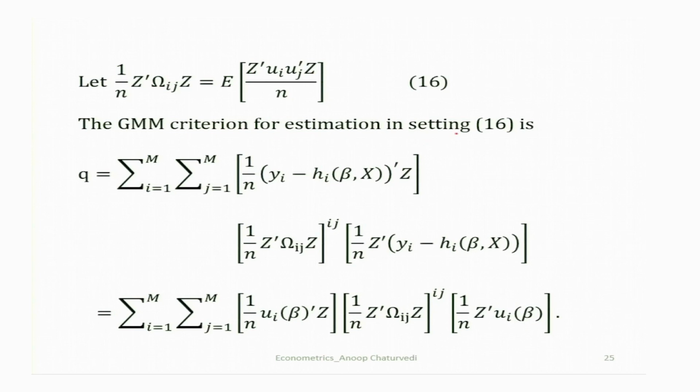Then the GMM criterion for estimation in equation 16 is: we take Q equal to summation i summation j of 1 upon n y i minus h i beta x transpose z. We consider this quantity, and in between we take 1 upon n z transpose omega i j z inverse, the i jth element of the inverse of this matrix, and then 1 upon n z transpose y j minus h j beta x. You replace y i minus h i beta x by u i beta, and here we get this quantity. So you can use this criterion for obtaining the generalized GMM estimator. Again, I am not going into the details of this technique, but you can obtain the GMM estimator for the parameters using this technique.